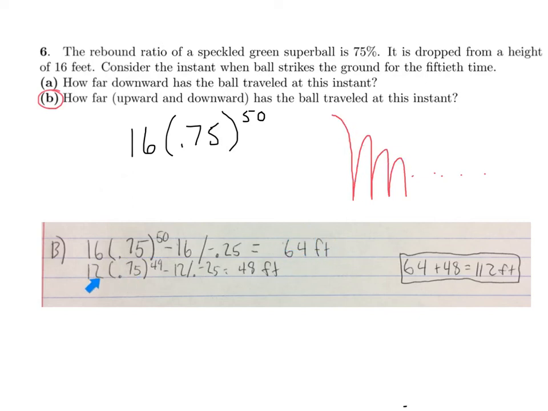Plus they did the upward. Well, there's no 16 on the upward, so they wrote a whole new equation here. Upward, first upward is 12, and then 9, and so on, and they did the same thing for that. They added the two together. The downwards are 64 feet total, the upwards are 48 feet, for a total of 112.